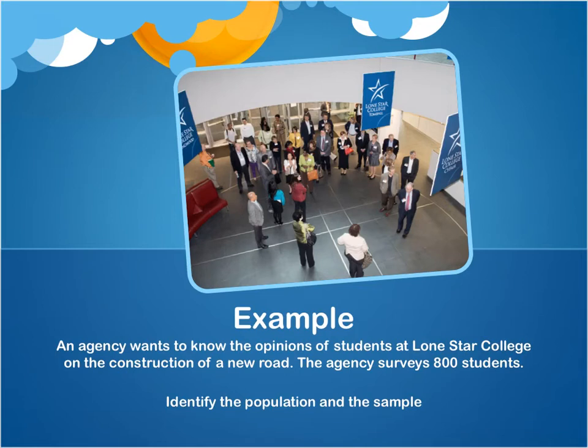Here's an example. An agency wants to know the opinions of students at Lone Star College on the construction of a new road. The agency surveys 800 students. I want to identify the population and the sample. So starting with the population again, the population is the big picture. What am I actually interested in, and who am I trying to study to get that interest? Well, the people that I'm interested in are all the people that go to Lone Star College who are going to use this new road. How do I gather information about those people? Well, instead of looking at everybody, because that would be kind of tough to do, we're going to look at 800 students. Those make up the sample.